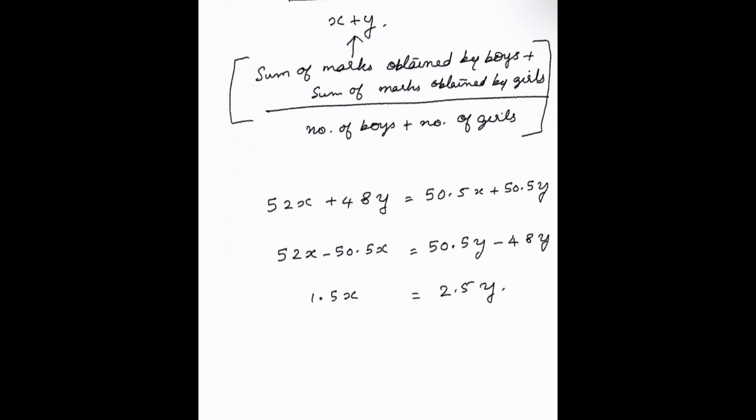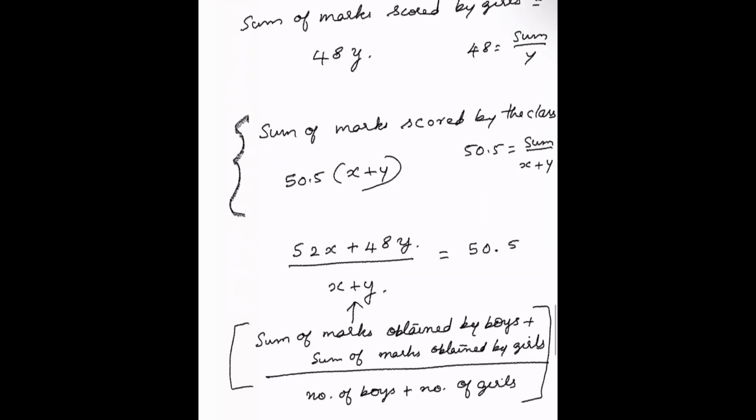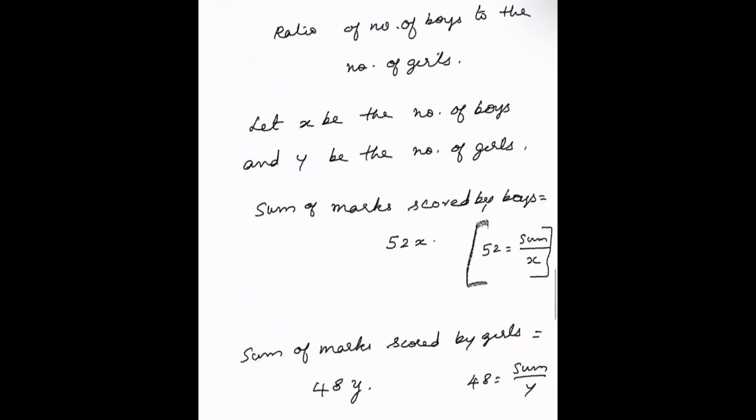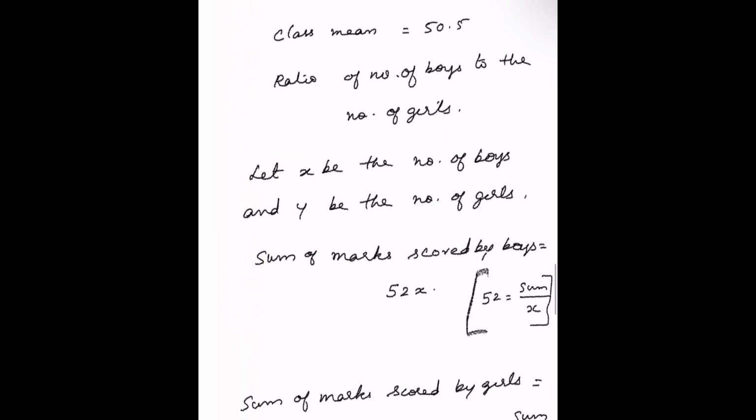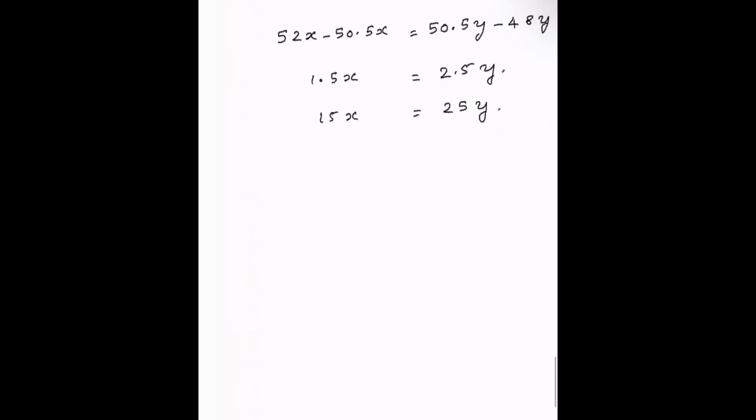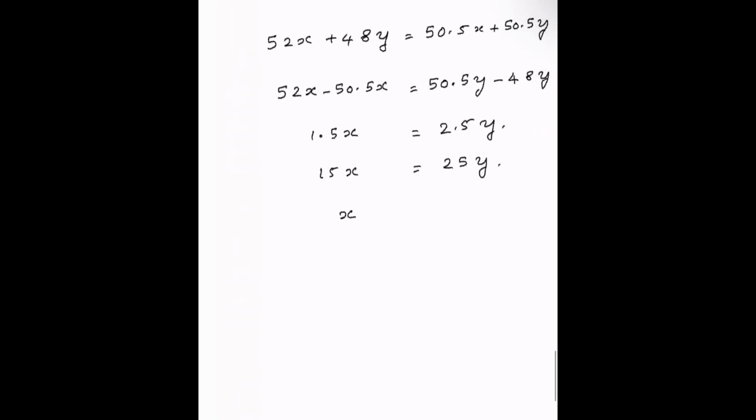Multiplying both sides by 10, I am getting 15x equal to 25y. Now, what is the question? The question was the ratio of the number of boys to the number of girls. Number of boys to number of girls means x by y. So x by y is equal to 25 by 15. So what is x is to y? It is 5 is to 3.